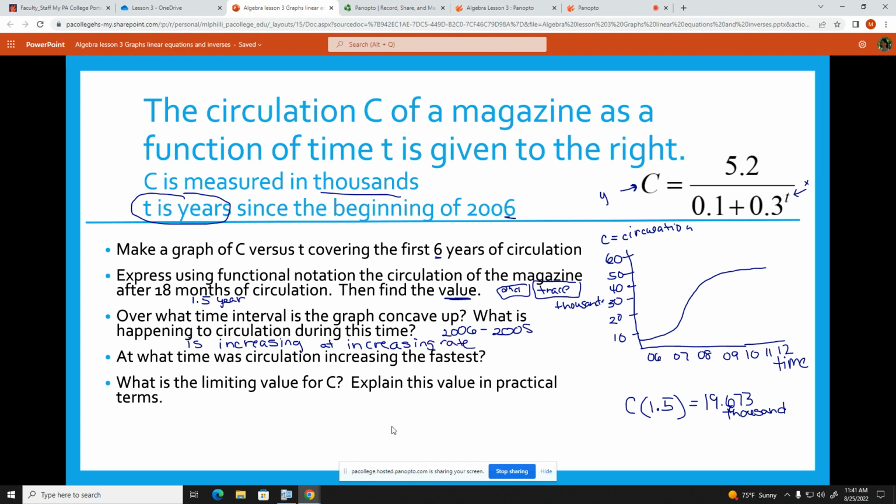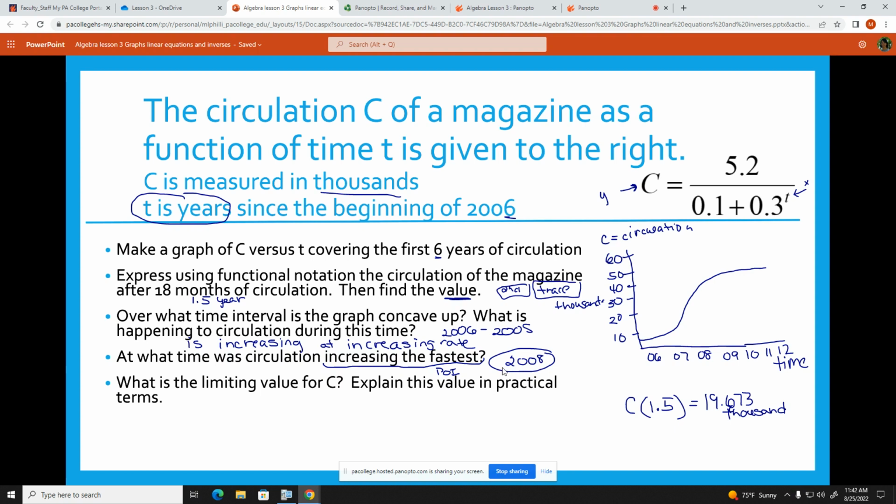The second one, at what time was circulation increasing the fastest? So this is something that we talked about last week, and we know that the fastest rate of change is at that point of inflection. Because we said prior to that, the rate of change increases. After that, the rate of change decreases. So the fastest is at the point of inflection. So what time is that? We thought that point of inflection was 2008. So we think that's our answer.